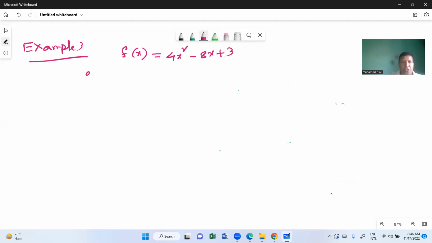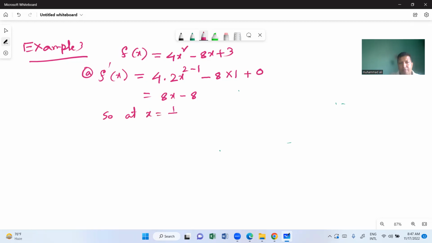At first we have to do differentiation. So it will be f prime x equals, if I do differentiation directly, 4 multiply 2x to the power 2 minus 1. Differentiation of x is 1 and differentiation of a constant is 0. So it will be 8x minus 8. Now they said find the gradient at the point (half, 0). So (half, 0) means at x equals half. So f prime half equals 8 into half minus 8. So it will be 4 minus 8. So it will be minus 4.